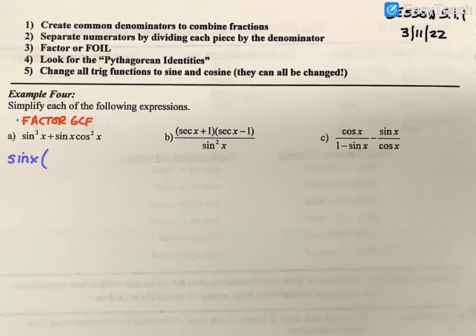If we have sine cubed x and you divide by sine x, same idea if you have x cubed and you divide by x, what remains? And that is a sine squared x. Carry down the plus sign. If you have sine x cosine squared x, you divide away the sine x, we are left with cosine squared x. And so first step was to factor a GCF out. Now as you start looking at this, we have sine x times sine squared x plus cosine squared x.